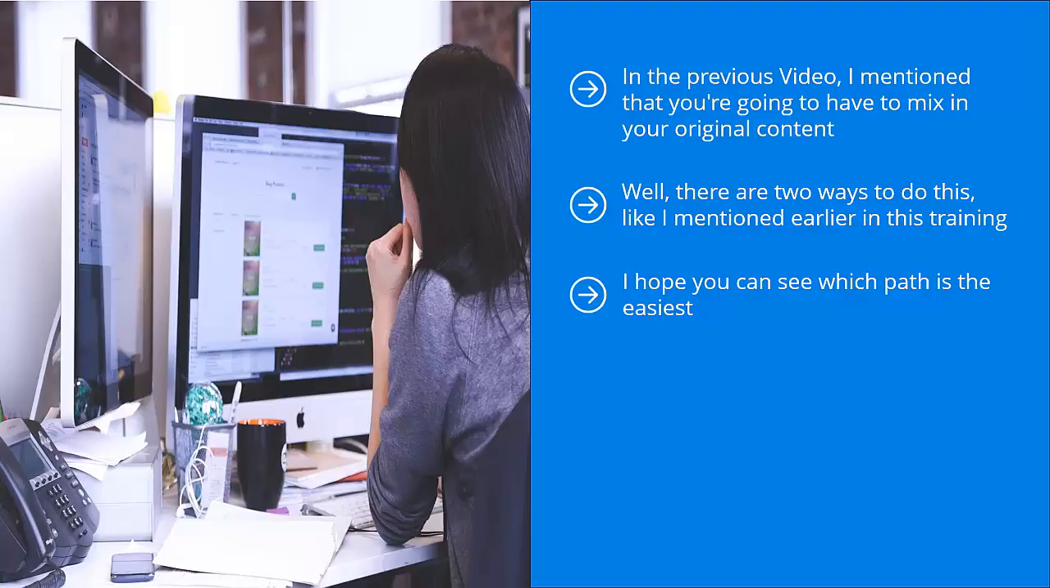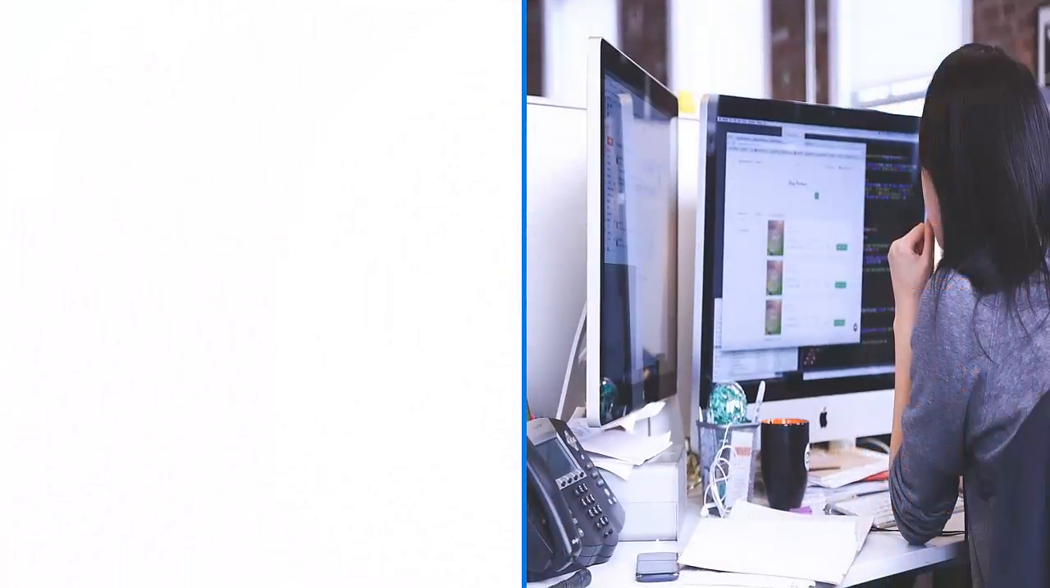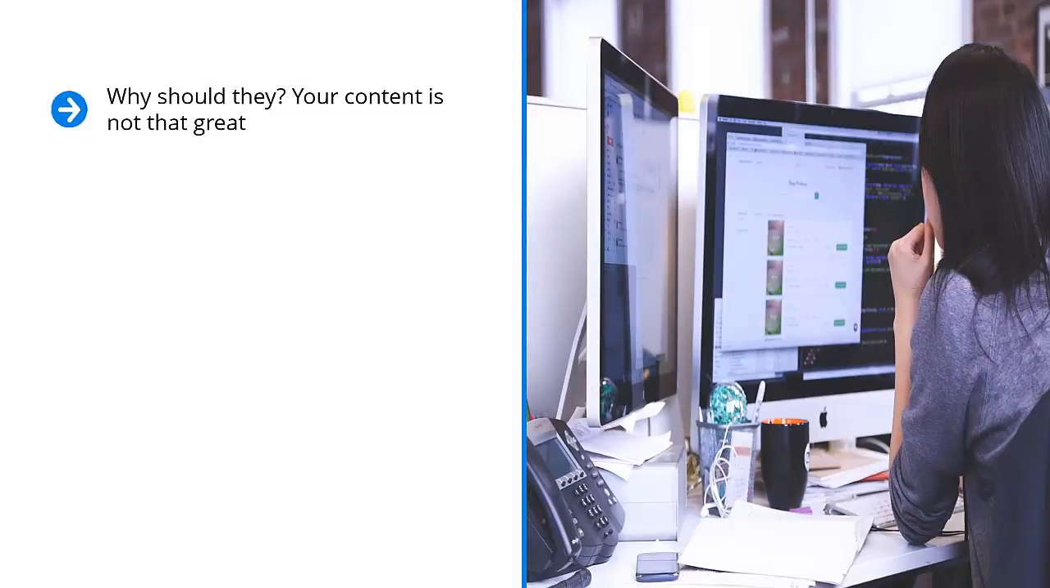They're not going to trust your brand. They appreciate the fact that you're collecting all this information, and they're probably going to stick around and follow your social media accounts. However, you can't count on them to do much of anything else. There's really no incentive for them to join your mailing list. Why should they? Your content is not that great. They only need to compare the kind of original content you produce with the other top-notch third-party stuff you're sharing to see your weakness. Do you see the problem here? You have to produce top content if you want your brand to be credible.